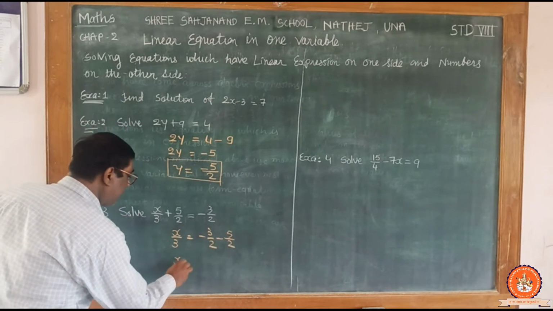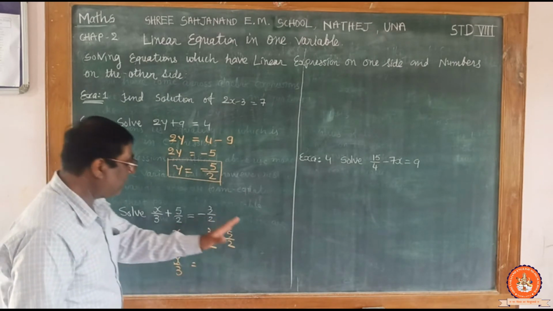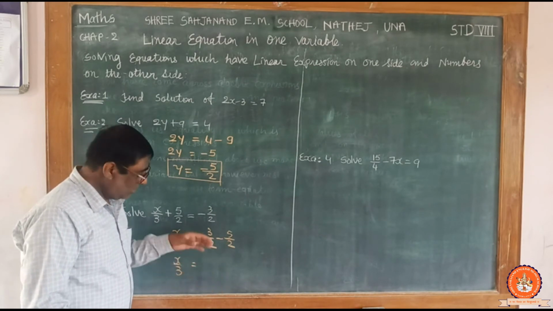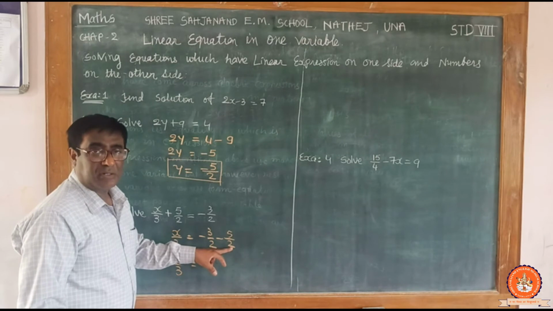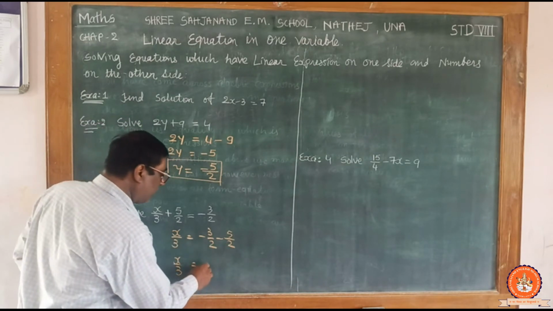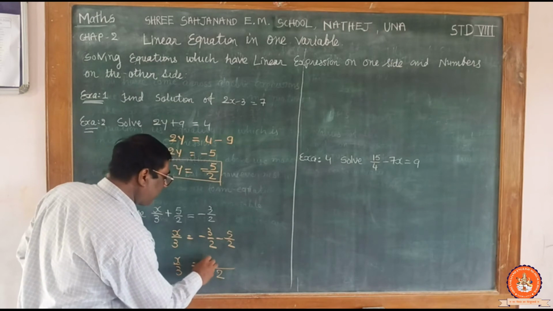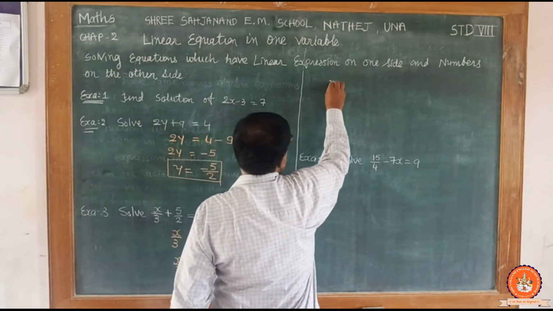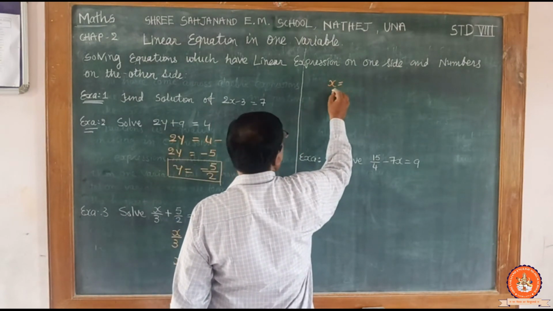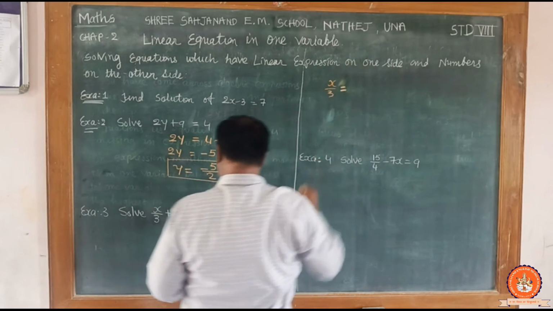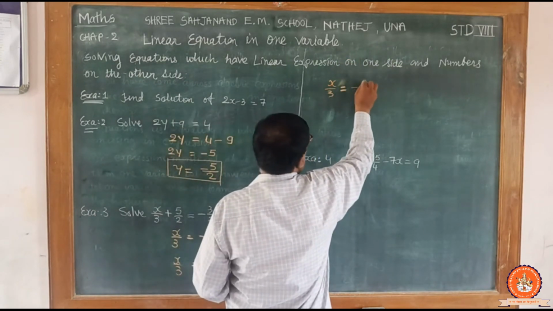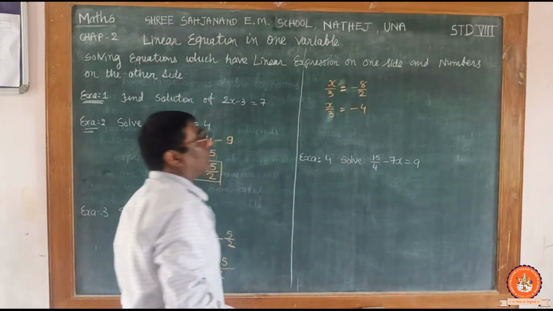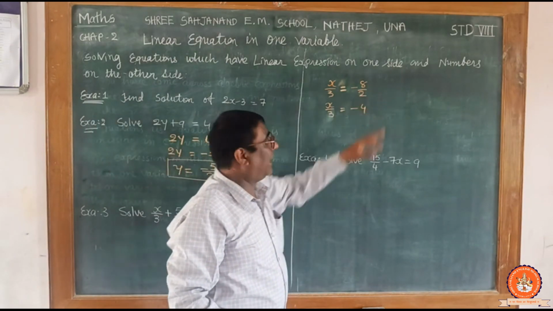Now x upon 3. Look here, on the right hand side of the equal mark we have two numbers which we have to add or subtract. Here the denominator is common. So when the denominator is common, you just have to write the denominator once, and minus 3 minus 5 will be here. So x by 3 is equal to minus 3 minus 5, which is minus 8 upon 2. So x by 3 will be minus 4, since 2 fours are 8.